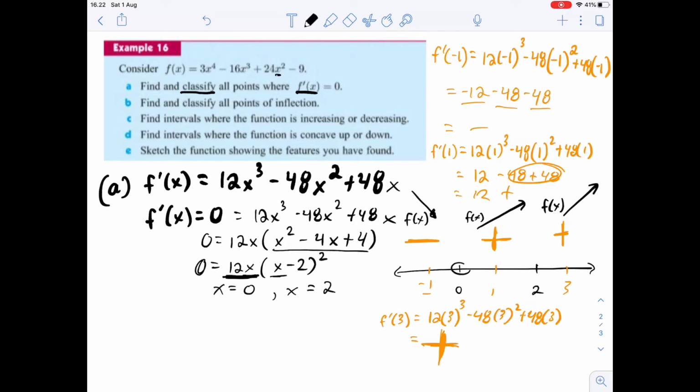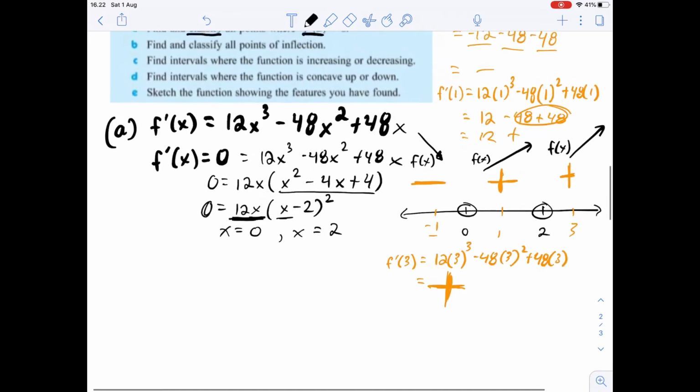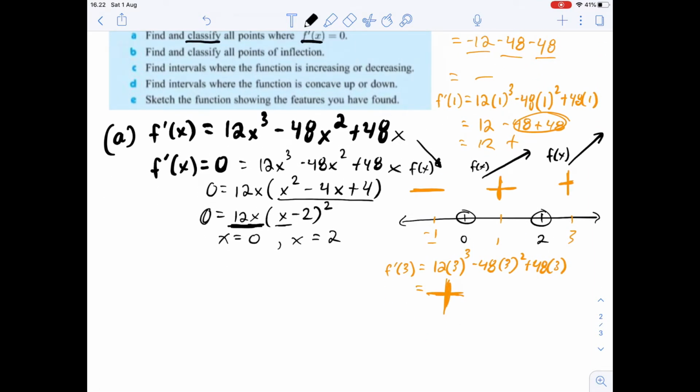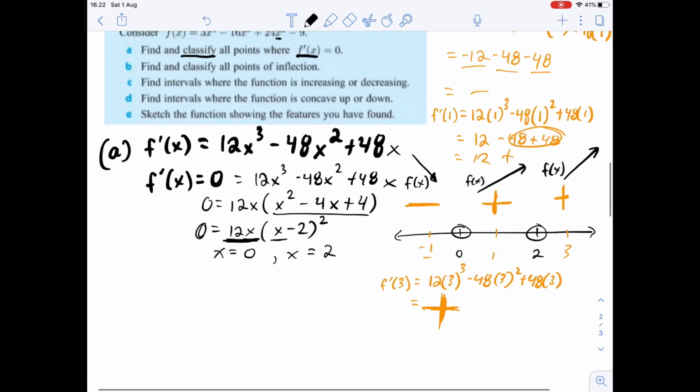Now, what does that mean about 0 and 2? Well, I'm going to first plug 0 and 2 back into f of x.